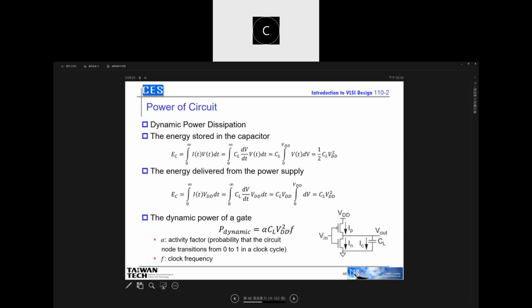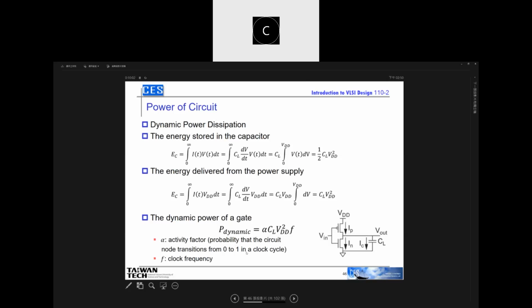Okay, so now we can take a look at this one by one. CL is basically the capacitance value of the circuit, and VDD is the supply voltage. F is the clock frequency of the circuit, and alpha is what we call the activity factor. This activity factor is interesting because it is a kind of probability. Alpha is the probability that the circuit node transitions from 0 to 1 during a clock cycle.